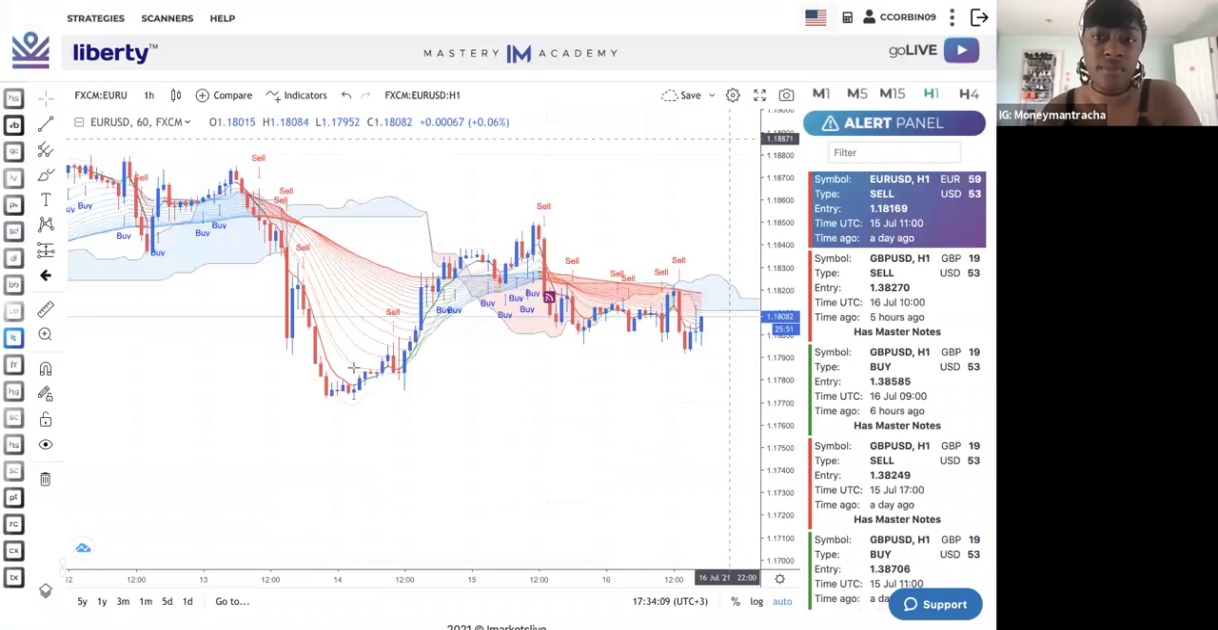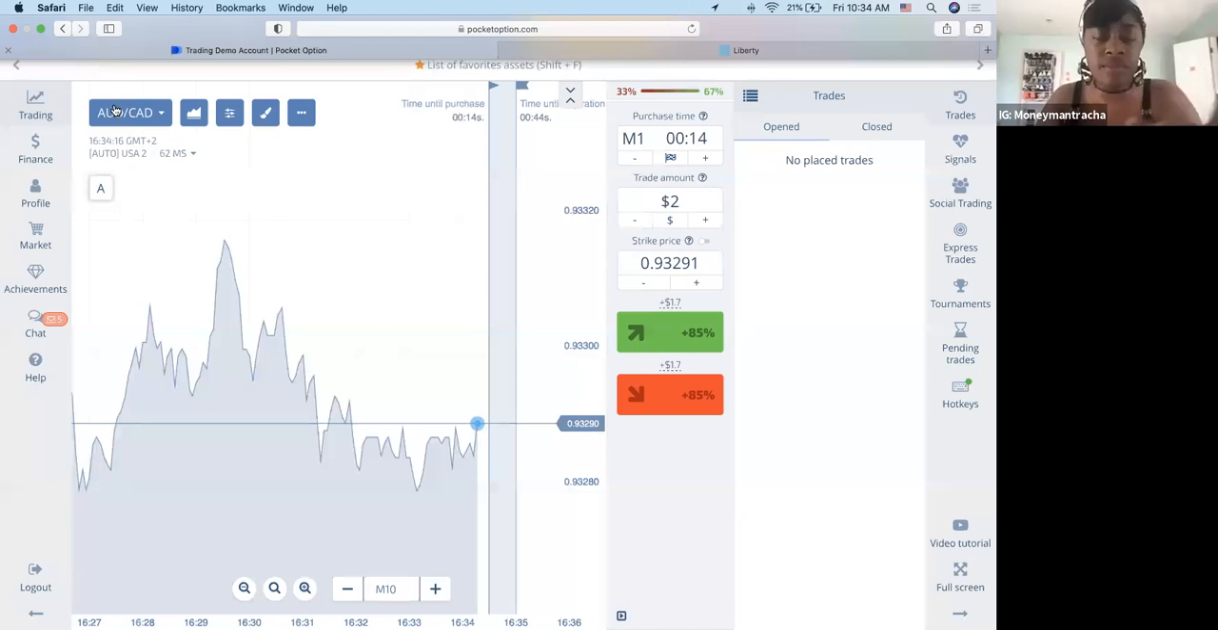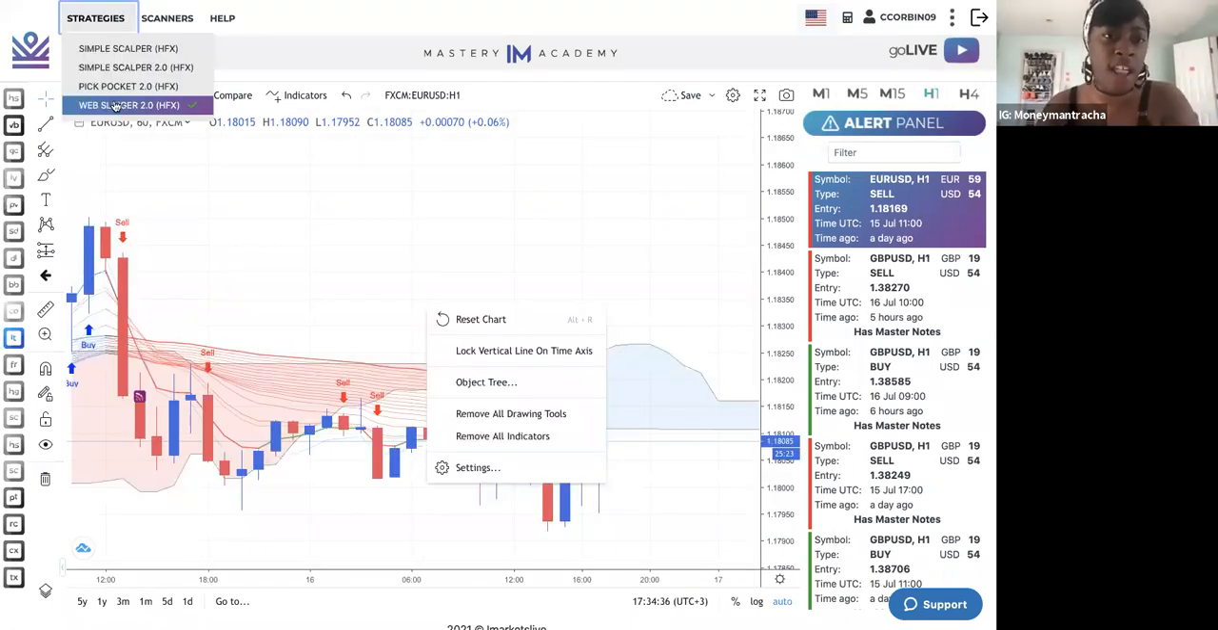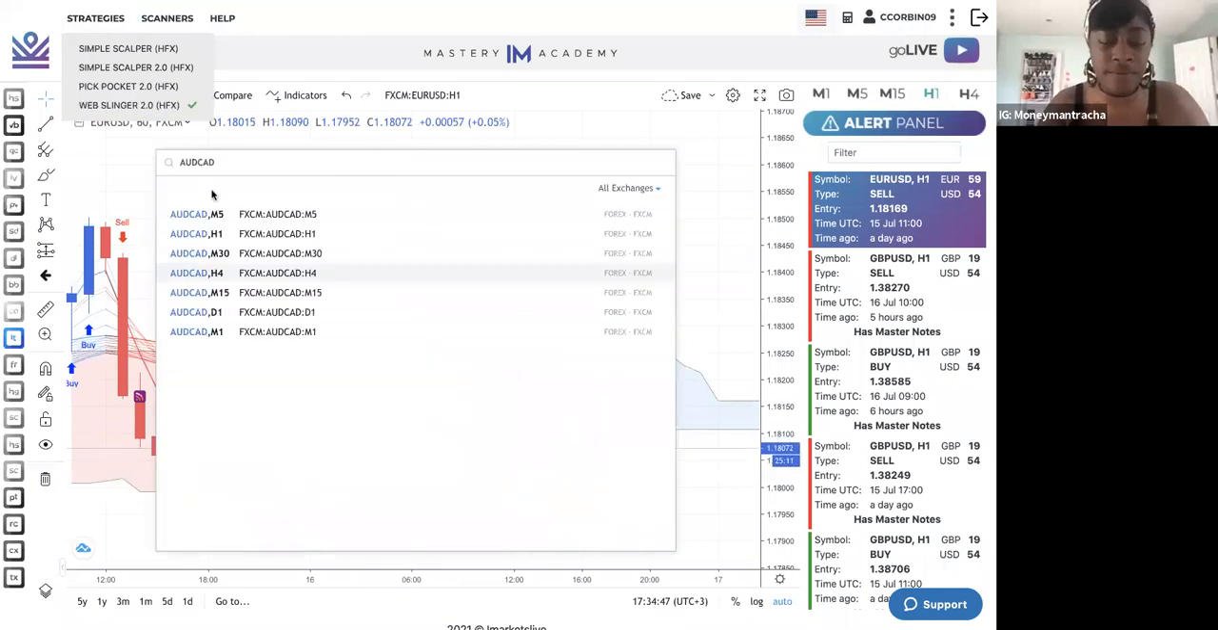All right, so we got AUDCAD. The strategy that I'm going to be using today is, I'll use Webslinger today. So once you choose the strategy that you want, you come to the top left and you pick whichever one you've seen the most trainings on, whichever one you've cleared the most on, whichever one you've heard an educator say that you really like. I'm going to choose this for no particular reason. You can change your currency by just clicking on the screen and typing in whatever currency it is.